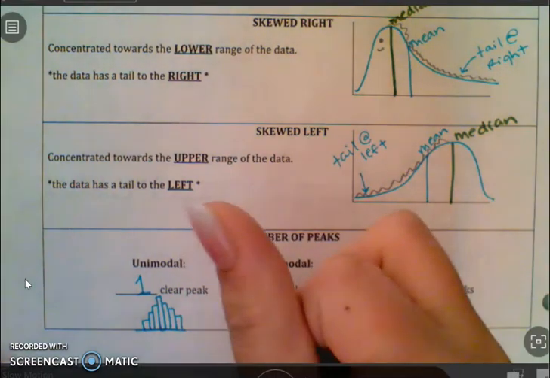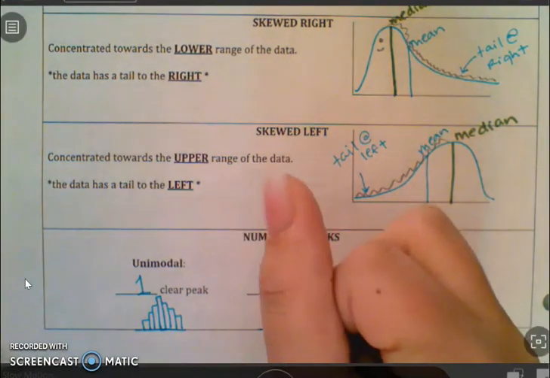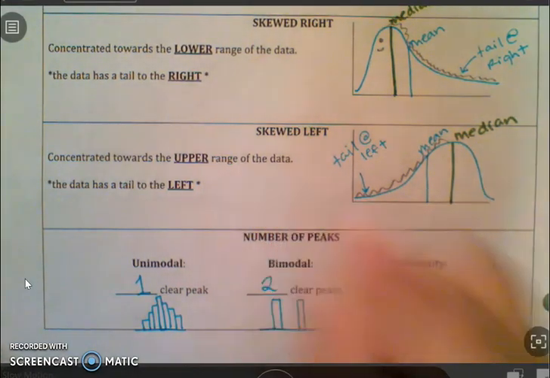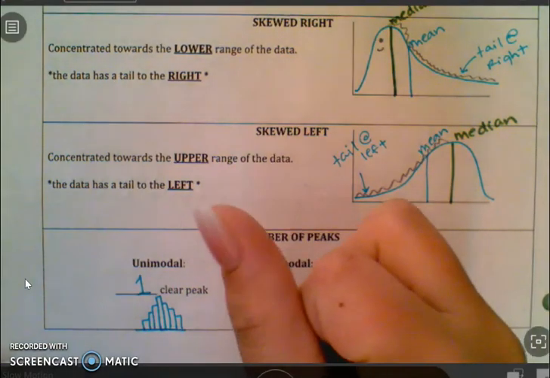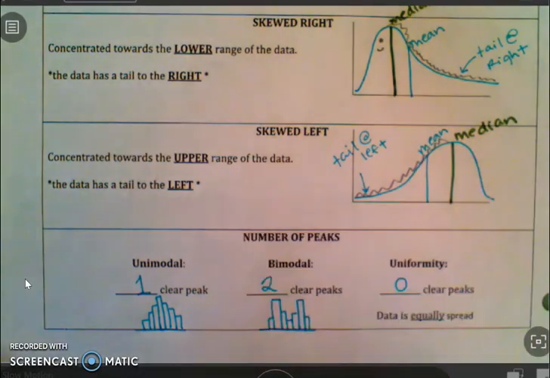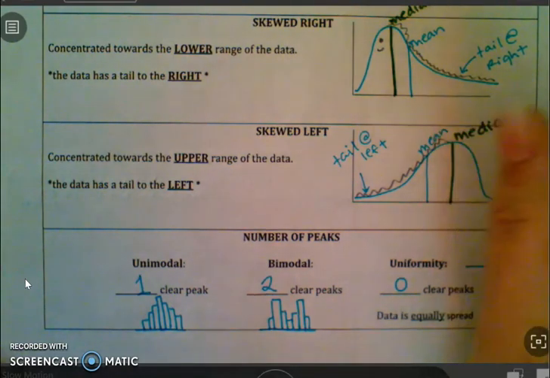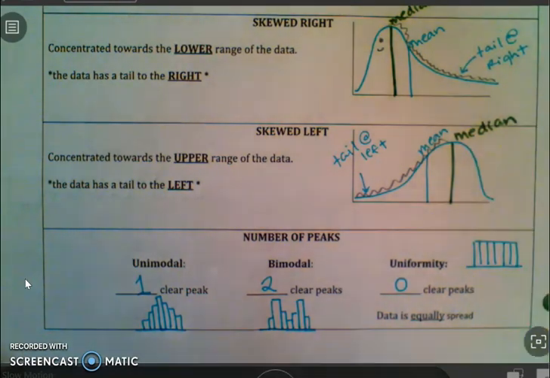Bimodal has 2 high points. So if I do two high points, they're the exact same height, then the other stuff around it will look like that. So you have two clear peaks. If it's uniformity, that means that all of the bars are the same height. The data is equally spread. They're just all the same height.